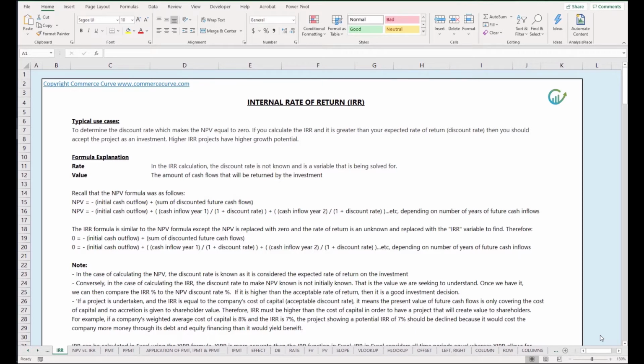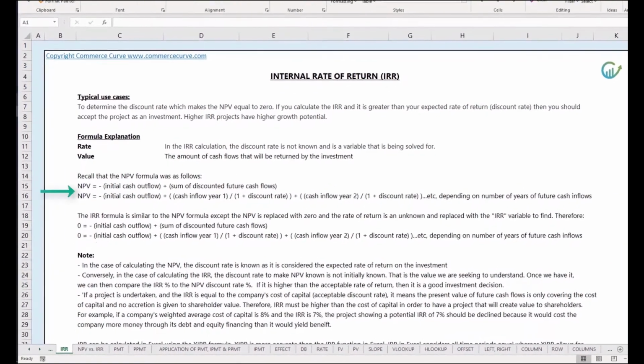Let's take a look at the formula in greater detail. First, we have the rate, and in the IRR calculation, the discount rate is not known, and that's the variable that we're trying to solve for. The value is the amount of cash flows that will be returned by the investment. Recall that the net present value formula is as follows. NPV is equal to the negative amount of cash outflow plus the sum of the discounted future cash flows.